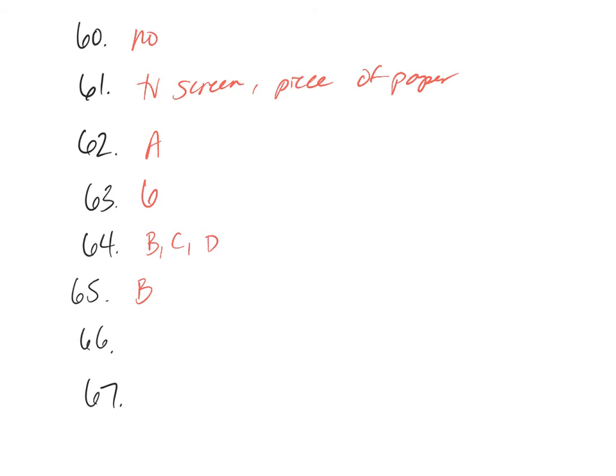For our final 2 answers, the answer to 66 is D, the circle drawn by the pencil, and on 67, the correct answer is C, a plane.